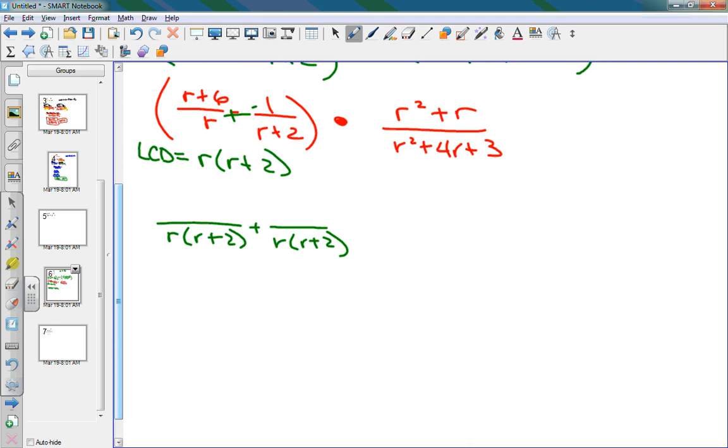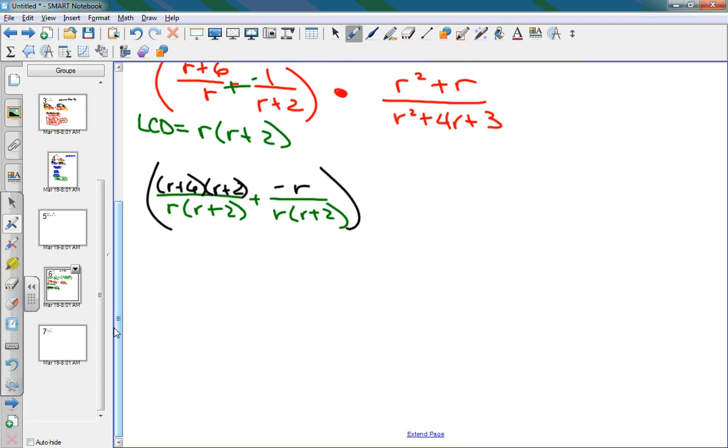So what did I multiply r by to get r times r plus 2? So I bring down the r plus the 6 and I tack on the r plus the 2. What did I multiply r plus 2 by to get r times r plus 2? R. So that's going to give me negative r. Do we all understand that, yes or no? Now I'm not even going to acknowledge the rest of that stuff over there. I'm just going to keep on working this part right here.